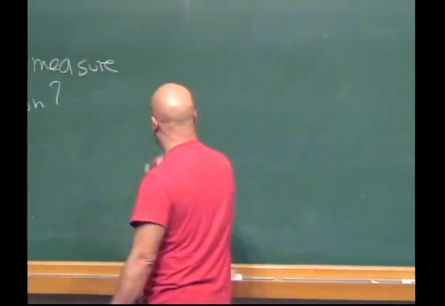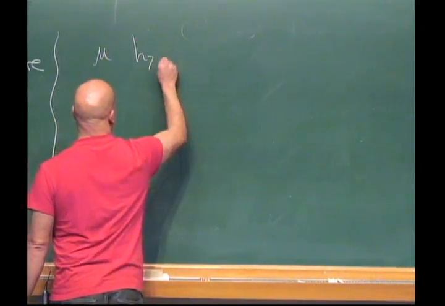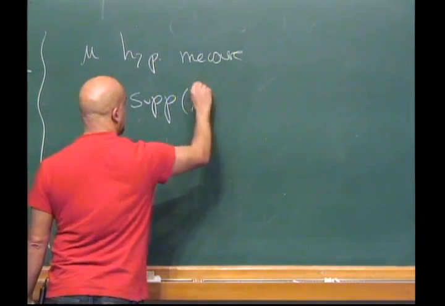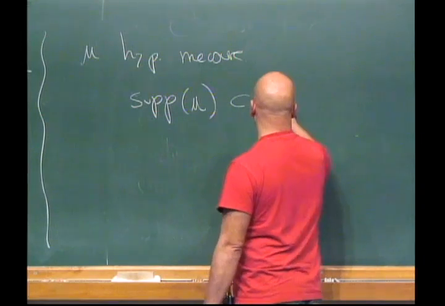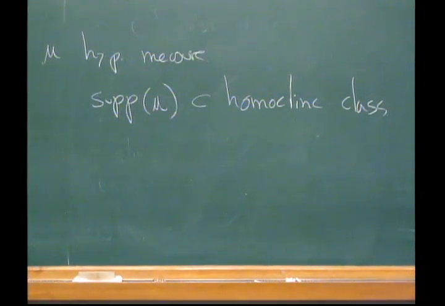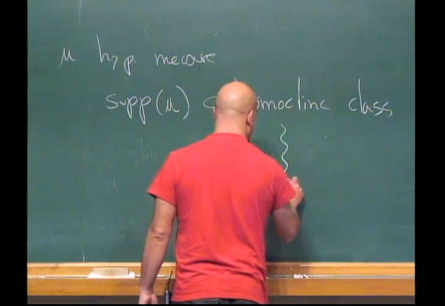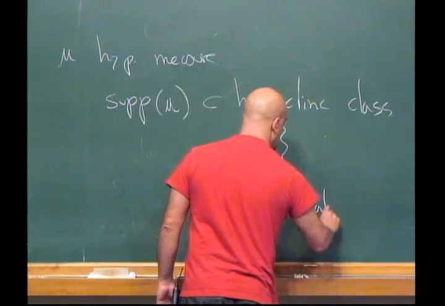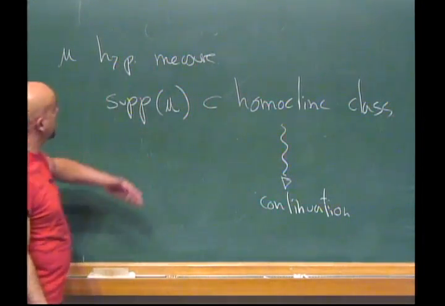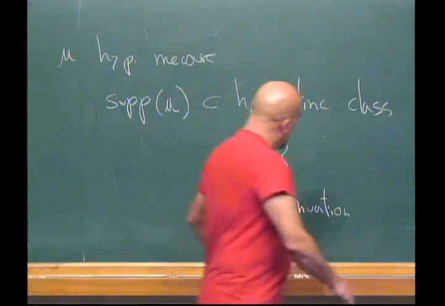So for instance, how could we understand this? When we have a hyperbolic measure, then we know that the support of mu, this is a result by Katok, is contained in a homoclinic class. So the homoclinic class has a continuation in a neighborhood of the diffeomorphisms. Does there exist a hyperbolic measure in this continuation that, in some sense, reflects the original one? This is something I don't know.